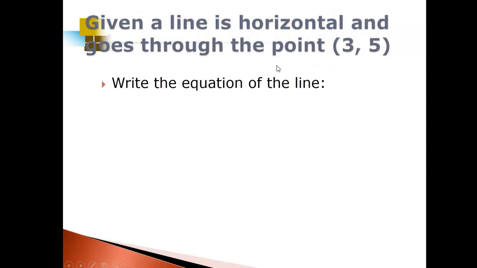Okay, given a line is horizontal and goes through the point (3, 5), write the equation of the line. So again, you need to know, what does it mean for a line to be horizontal?